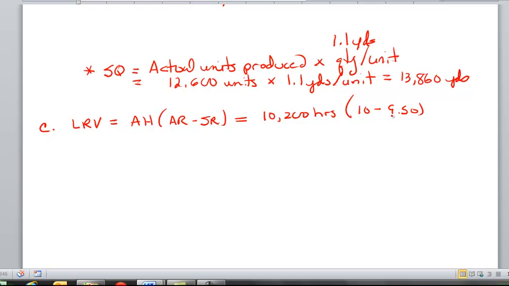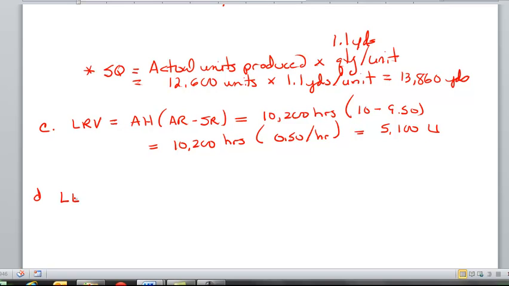Since our actual rate is higher than our standard rate, we're going to get a positive variance. Positive variance when we talk about cost is unfavorable. So we get 10,200 hours times 50 cents difference per hour. So that's going to give us a positive 5,100 unfavorable.